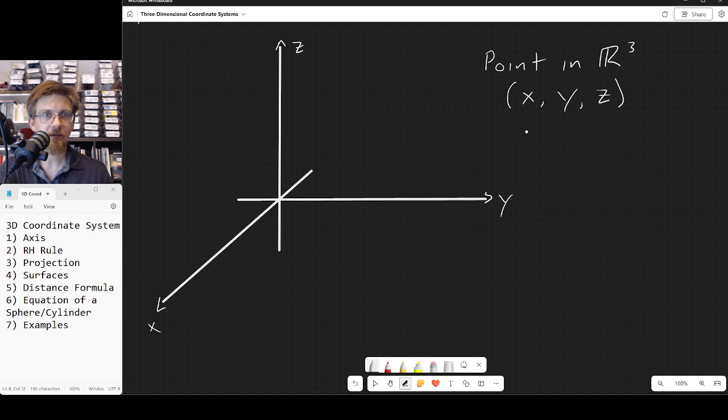So I can take a specific point. Let's take the point (2, 5, 3). All right, so then let's put on our hash marks here.